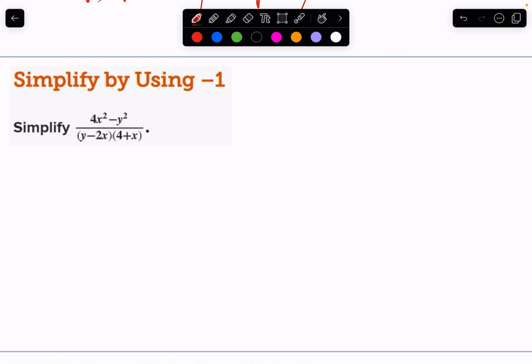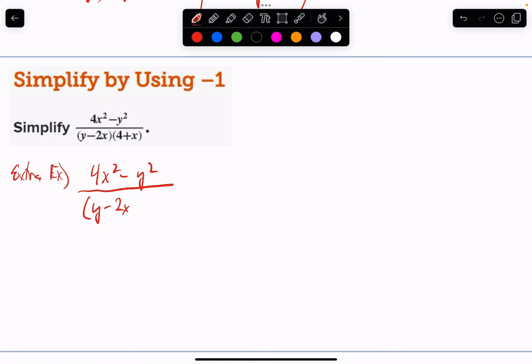Awesome. So let's simplify by using a negative 1. Let's try this one. So we got another extra example. So 4x squared minus y squared over y minus 2x, times 4 plus x.